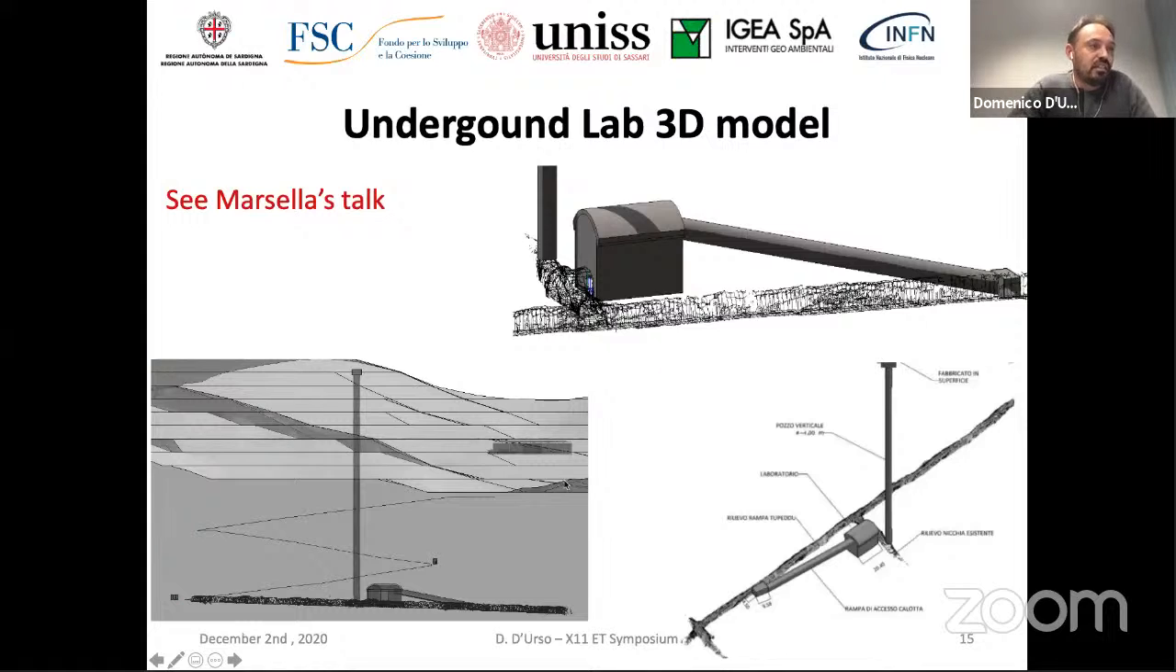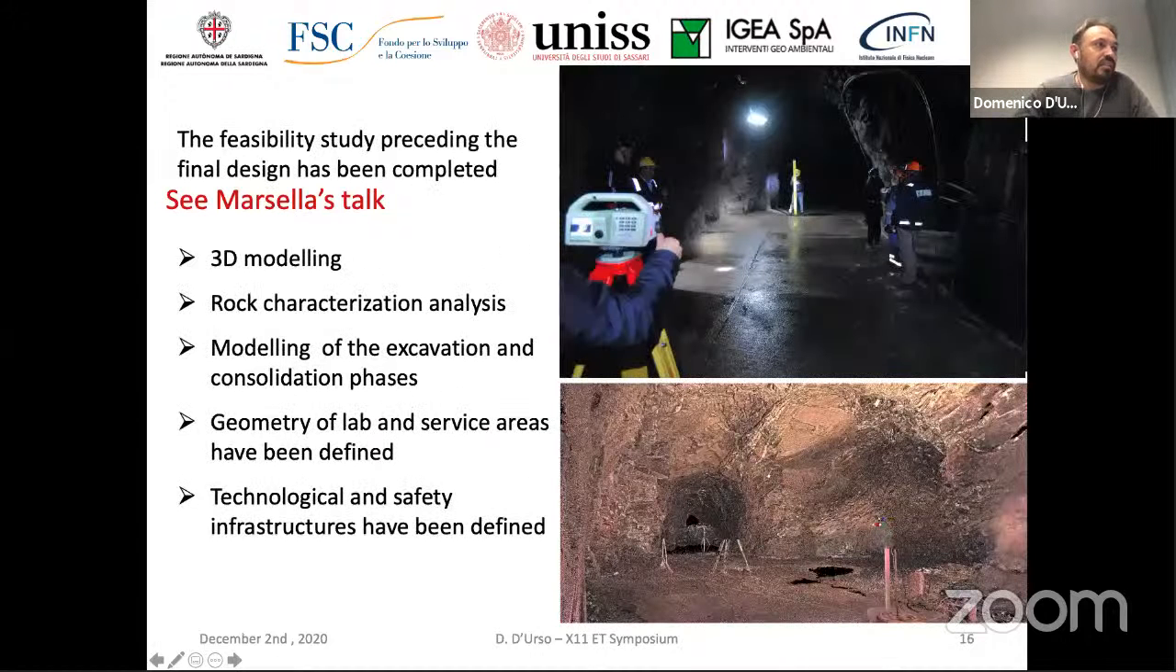The study up to now gave us a 3D model of the lab. This is the structure that we expect to build underground. Here you can see the final cave with the access point and the shaft. All the studies about the realization of the underground lab have been completed, and essentially at the moment we are ready to open the call for construction.